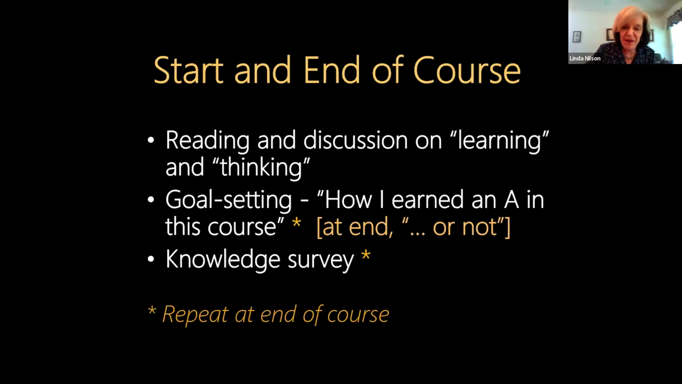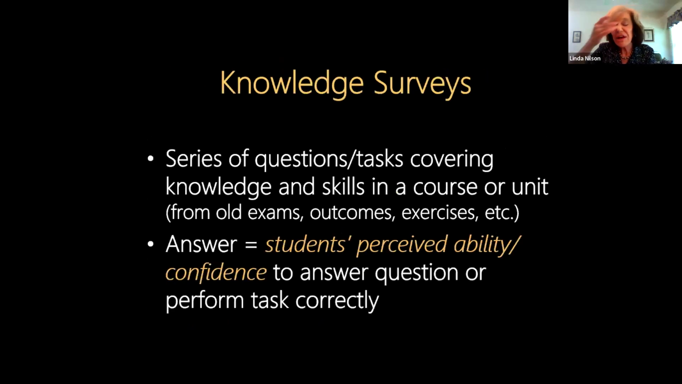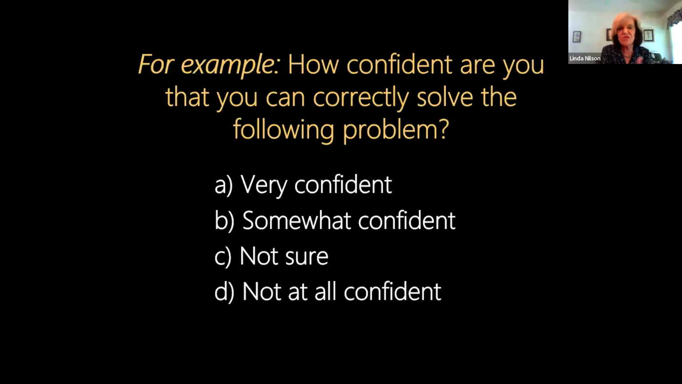Then there's the knowledge survey that you do at the beginning of the course and then at the end. And it's a series of questions or tasks covering the knowledge and skills in a course or unit. Some people do it by each unit of the course. And here you could get them from anywhere. But what the student answers, and again, you can use Top Hat for this beautifully, is their perceived ability or confidence to answer the question or perform the task correctly. So you don't have them solve the problem, for instance. They just say whether they can do it or not, or whether they're confident or not. So you can have them answer just a question like this, from very confident to not at all confident. Again, Top Hat's perfect for this sort of thing.